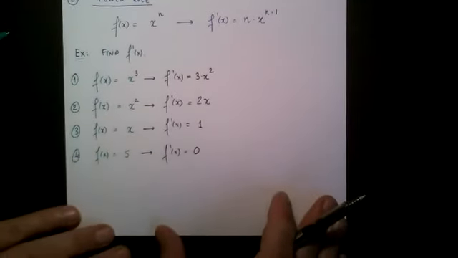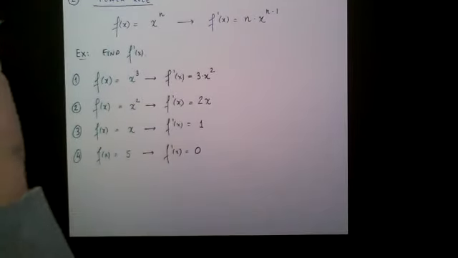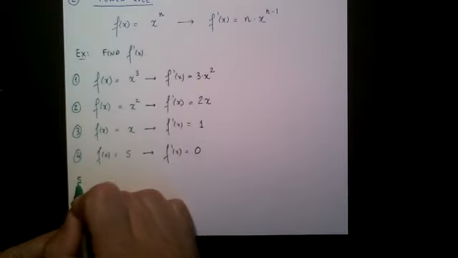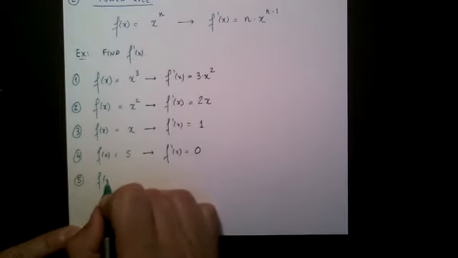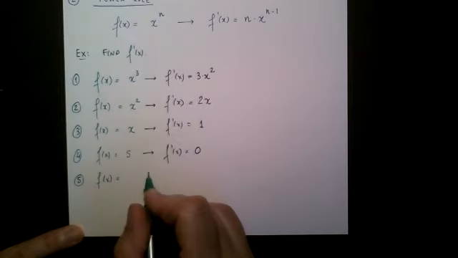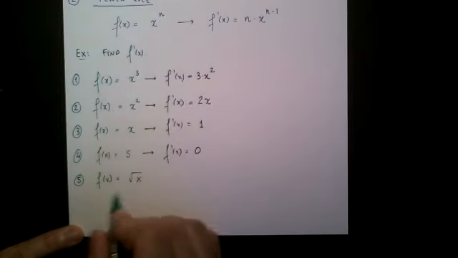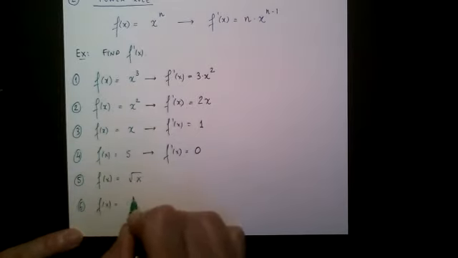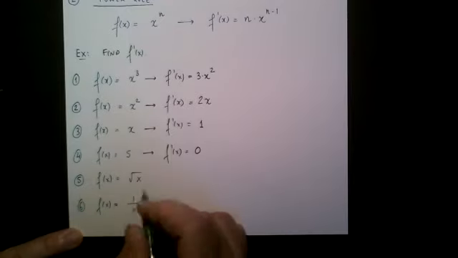Okay, let's do a few more. Number 5, f of x is equal to the square root of x. Number 6, f of x is 1 over x.